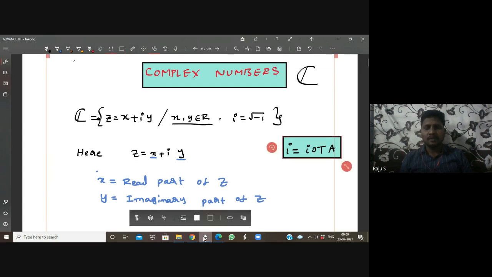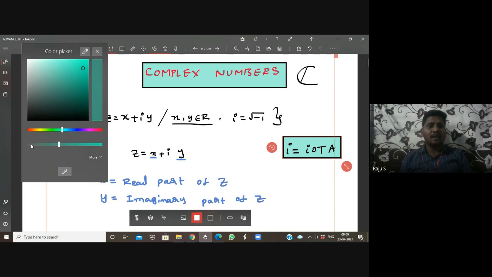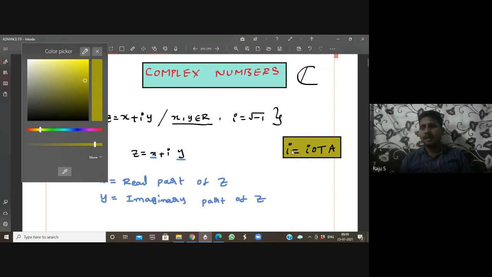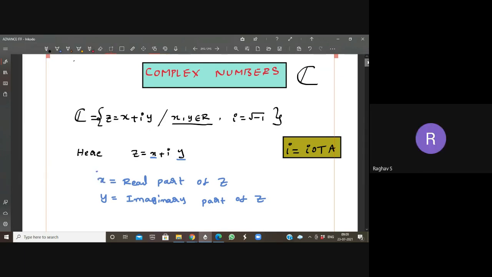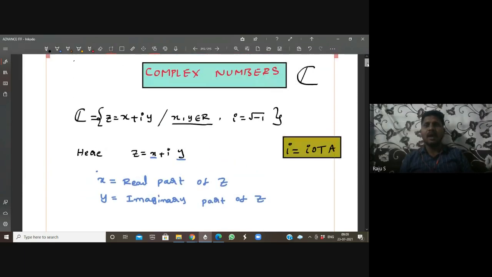Is it clear? You should not read it as A plus I B or X plus I Y. You should read it as A plus iota B and X plus iota Y. Clear? I is called iota. What is the iota value? Square root of minus 1. Remember that.